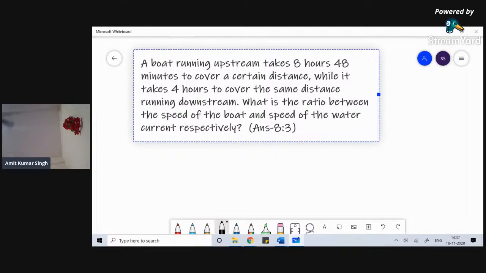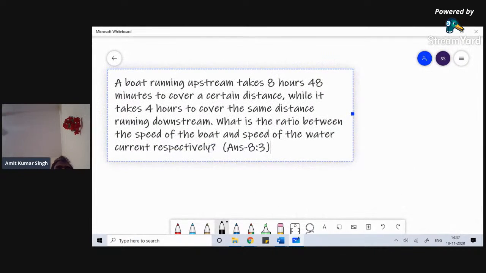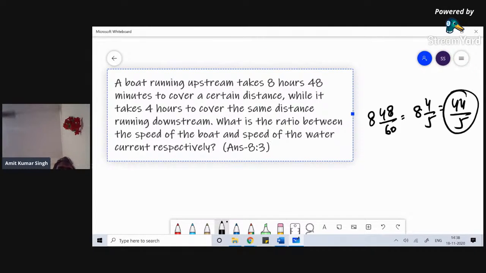I want an answer from everyone. If you are not getting the answer for this problem, it means there is a problem, because it's an easy question. At the same time, this can be a little confusing for many people who could not understand the placing of units. 8 hour 48 minute means what? 48 minute means what? That is nothing but 8 4 by 5. You should understand. This is 44 by 5.